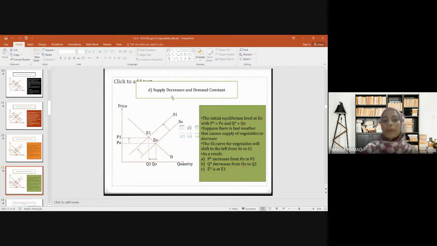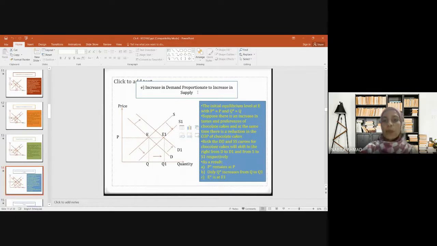Okay, kalau supply decrease, demand constant, contohnya there is a bad weather, causes supply of vegetables to decrease. Okay, so bad weather, supply of vegetables decreases, so the supply curve will shift to the left from S0 to S1. So the equilibrium price increases from P0 to P1 and quantity reduces from Q0 to Q1. Okay, so ini sekiranya demand sahaja shift atau supply sahaja yang shift. Right? Okay, so ini adalah situasi di mana both demand and supply curve shifted.